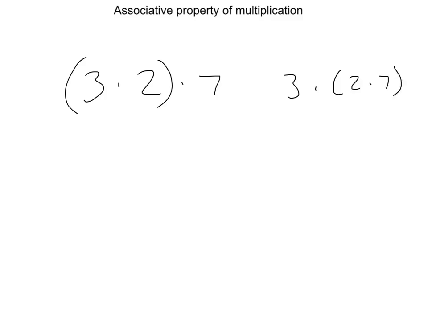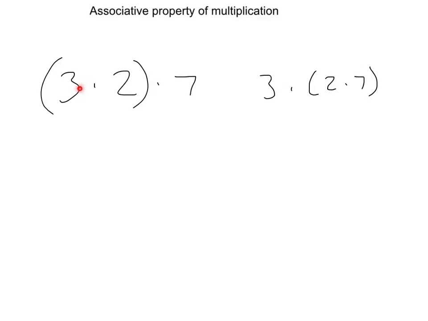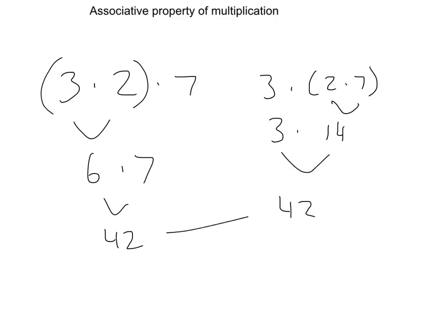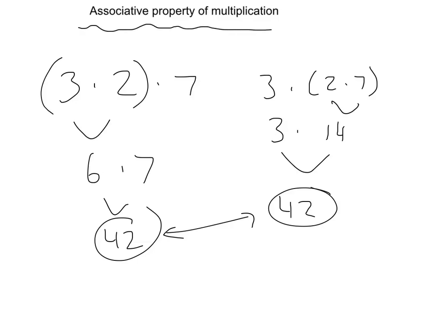Of course, now we obey order of operations in both of these, and I can do this one first. 3 times 2 is 6, times 7 gets you 42. 2 times 7, well, it's like saying 3 times 14, so 14, 28, 42. So either way you do it, you get the same answer because of the associative property of multiplication.